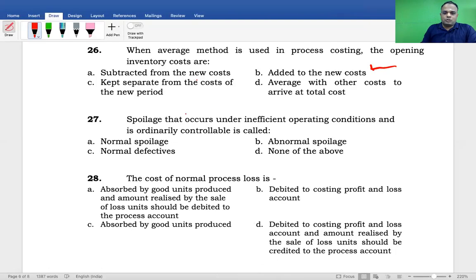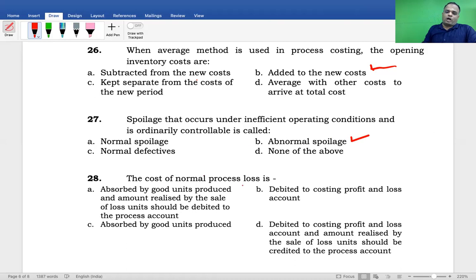Next, spoilage that occurs under inefficient operating conditions and is ordinarily controllable is called normal or abnormal? Abnormal. Okay, inefficiency in operation, therefore abnormal spoilage.